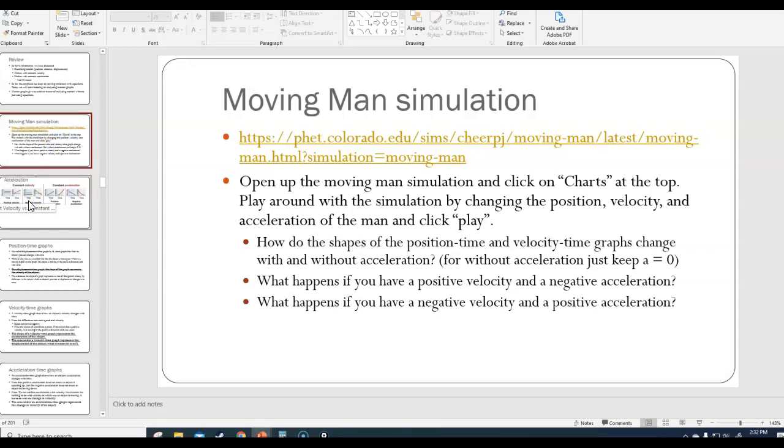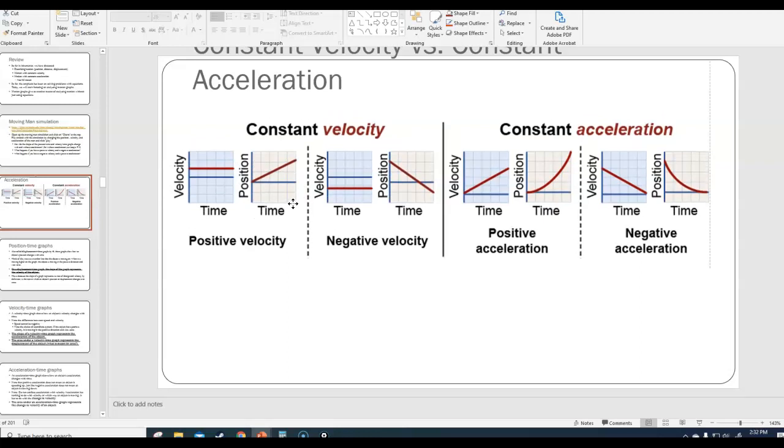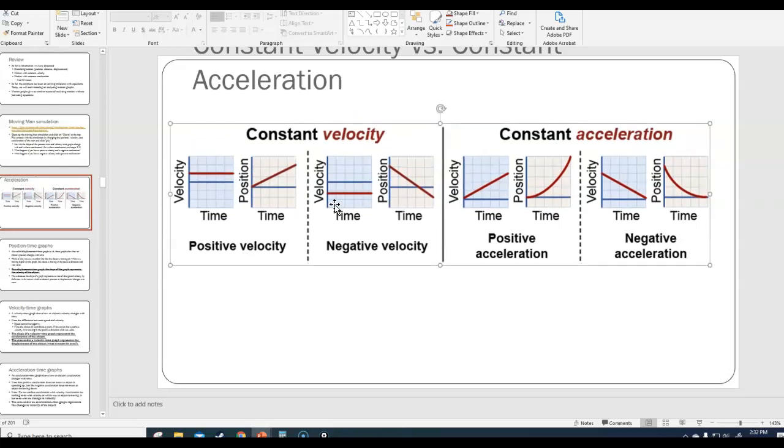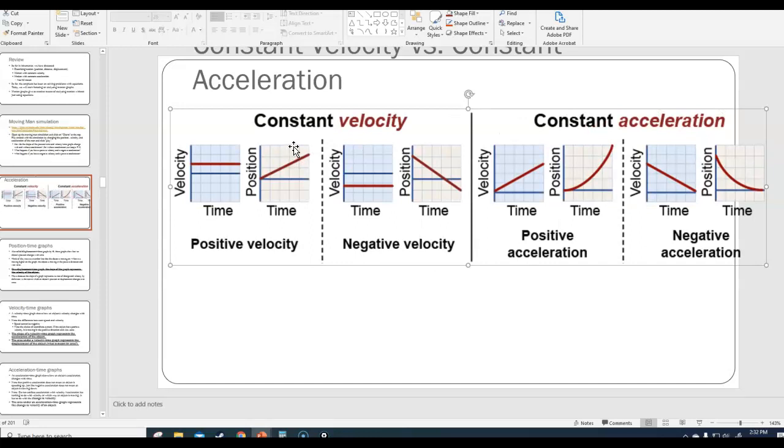Okay, so hopefully one of the things you noticed was that when you have motion with constant velocity, the graphs look different than they do with constant acceleration. For example, if you're looking at an object that's moving with constant velocity, its velocity time graph would look, well, constant. It would look horizontal, okay, because constant velocity means the velocity is not changing. And so the velocity graph would look something like this.